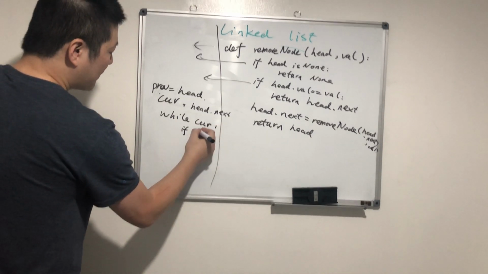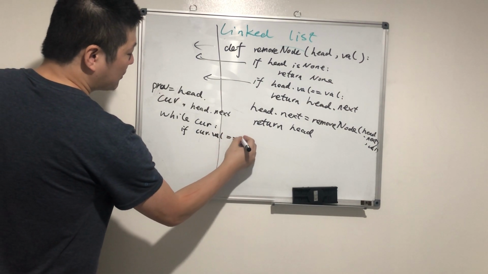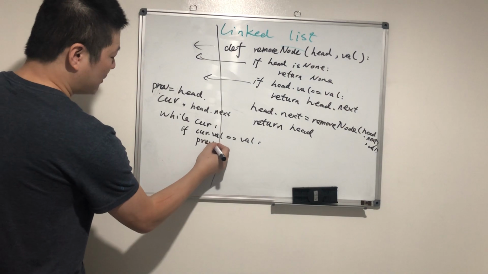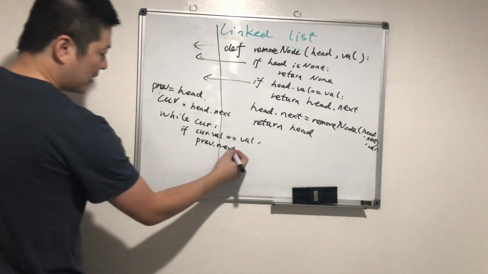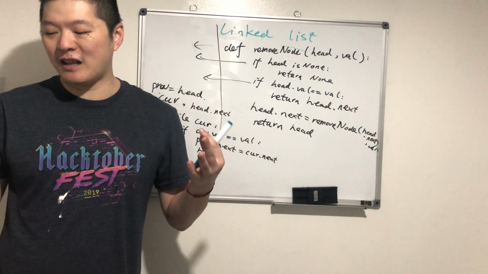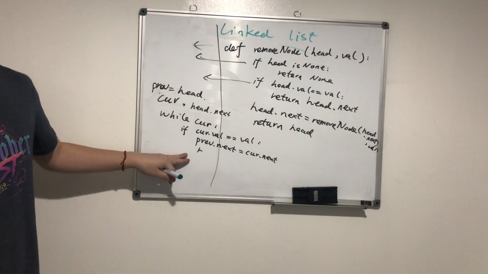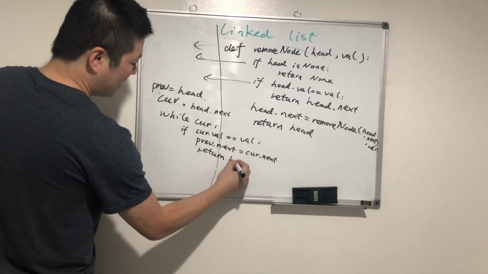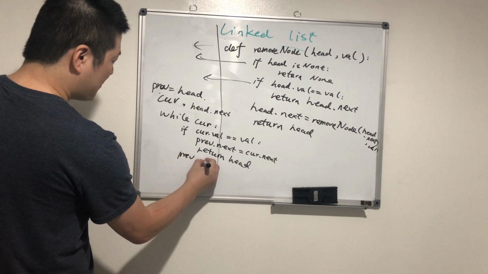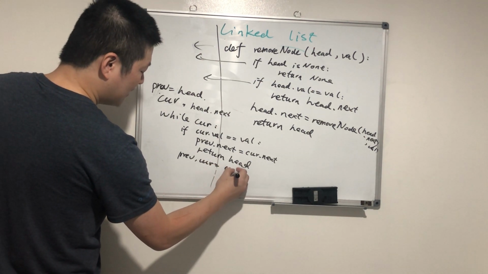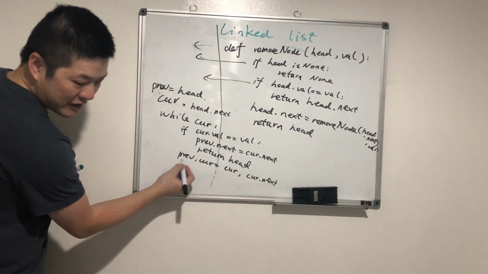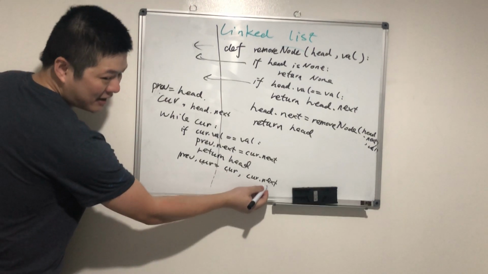If current node dot value equals the value we are looking for, now we found the value we need. Now what do we do? Previous dot next equals current dot next. And then, because I just told you that all the numbers in the linked list are different, at this point we can return head, right? If this is not found, then previous will equal current, and then the current will become current dot next. So the previous node will become current node, and the current node will become current dot next node, right?